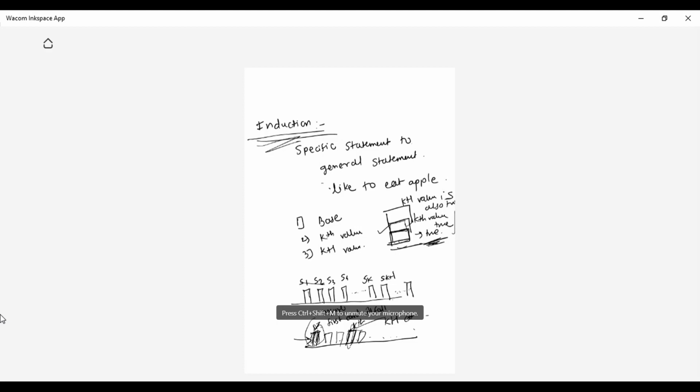Okay, I hope you have understood. Here, this first card you are calling the base. This random card you are calling the kth card, and you have to show that the k plus 1 card, that is the k plus 1 statement, will also be true if your base is true and the kth value is also true. I hope you have understood the concept of mathematical induction.